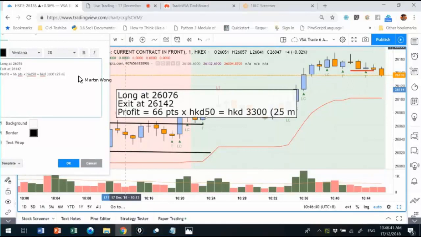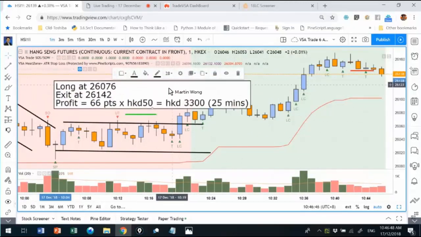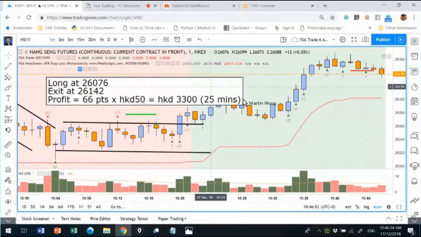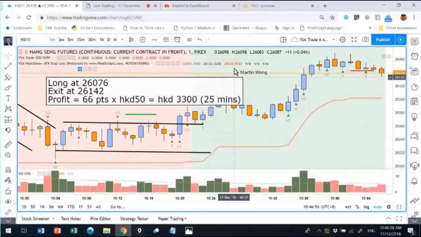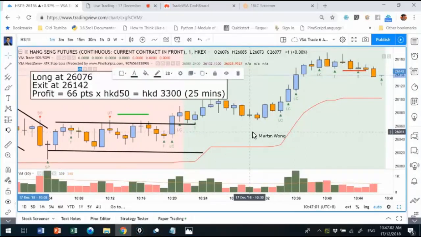Okay, in 25 minutes. So normally, if I make a good trade for Hang Seng, I'll just stop trading for the day. It's enough for the day. You see the market also breaks down here. So 25 minutes. It's good that we take the trade and then we come back just before the market close, 3:30 to 4 o'clock.